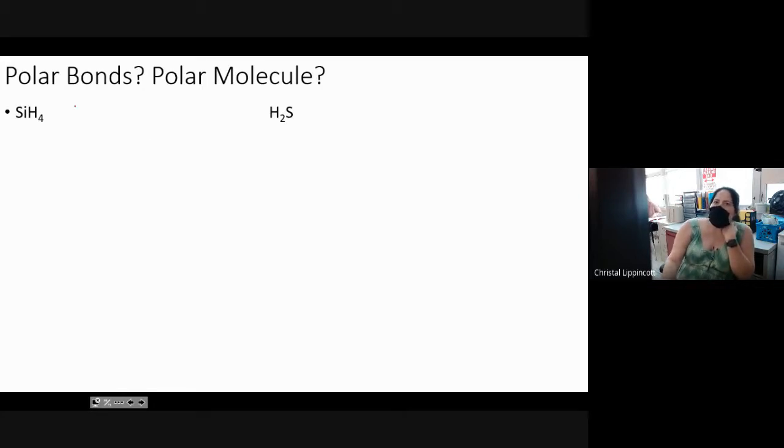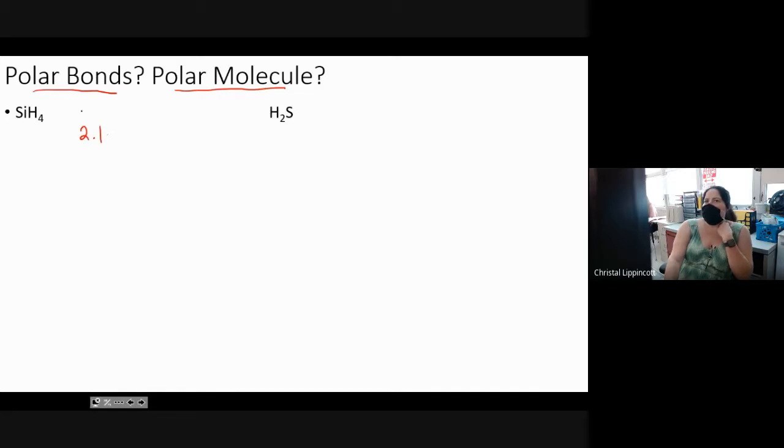All right. Yep. So there is a difference between polar bonds and polar molecules. You can have one and not have the other, and vice versa. Okay, so let's look at an example of that. You have your chart there on the front of your packet.